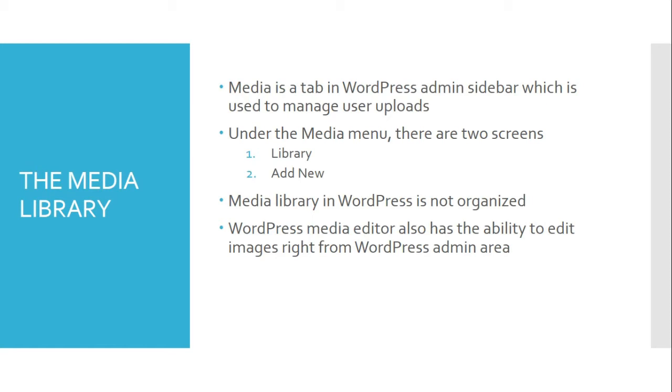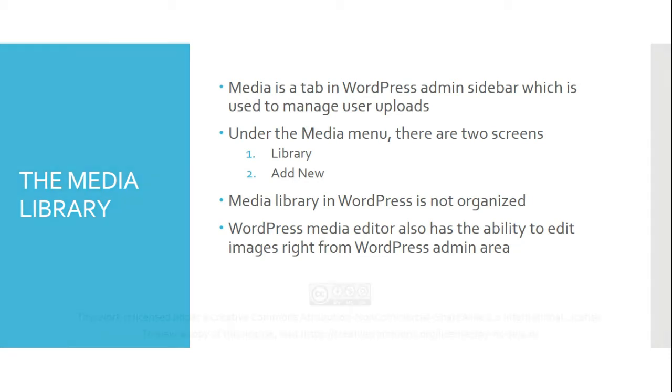WordPress Media Editor also has some lesser-known features. One of them being the ability to edit images right from your WordPress admin area. Under the Edit screen of your library, there is an option for photo editing that allows you to crop, resize, and scale images right from your WordPress admin area.